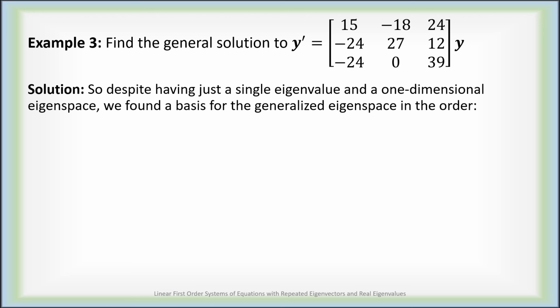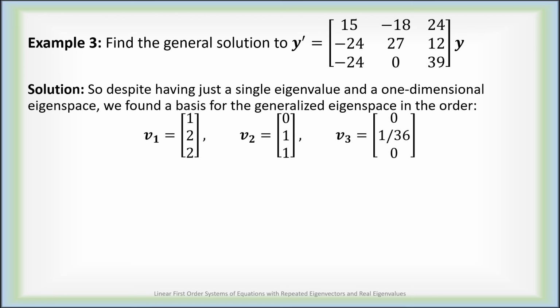So even though there was only a single eigenvalue, and even though that eigenvalue only had a one-dimensional eigenspace, we have found a three-dimensional basis for the generalized eigenspace. The order in which we found them was, we started with the eigenvector 1, 2, 2. By solving A minus lambda I times an unknown equals this vector, we were able to deduce that v2 could be 0, 1, 1. Then, by setting up A minus lambda I times an unknown equals this vector here, we were able to deduce that one possible choice is 0, 1/36, 0.